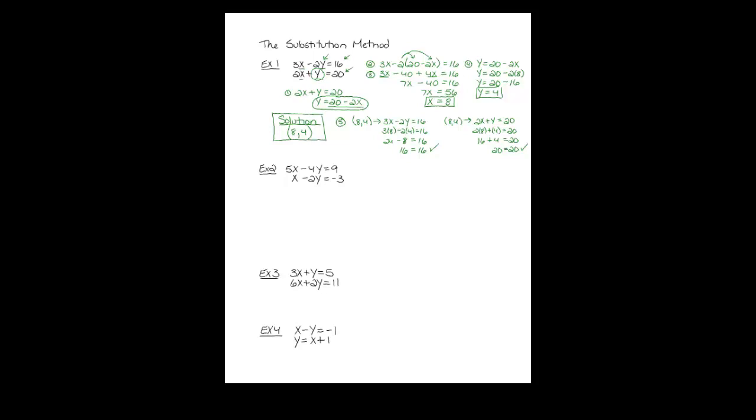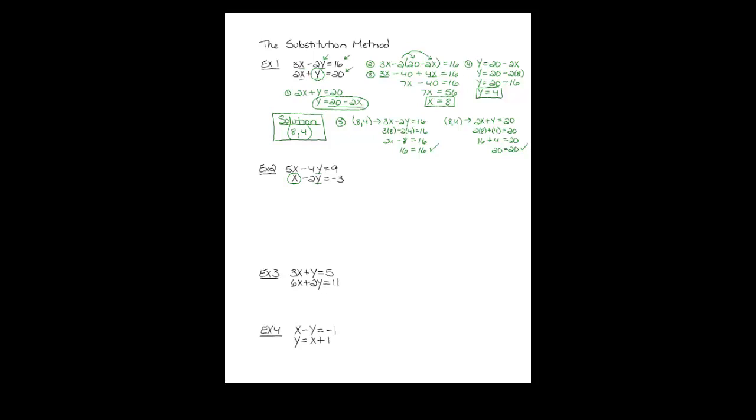Example 2, solving this system using the substitution method. Again, step 1, you want to solve one of the equations for one of the variables in it. So I could solve for this x, this y, this x, or this y. Now you want to look for a variable that has a coefficient of 1. That will just make the entire process easier.